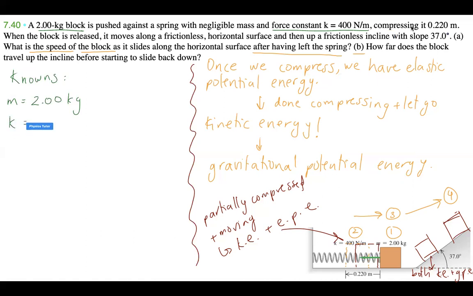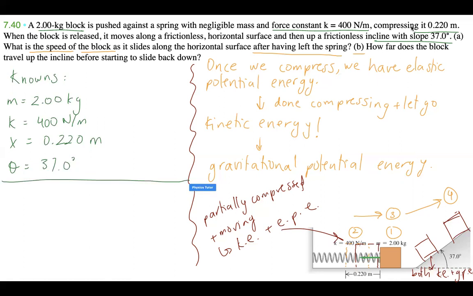The K constant, which is 400 newtons per meter. The compression, x, is 0.220 meters. The slope, right? So let's say theta is equal to 37.0 degrees. Awesome. Okay. So let's go back to A.